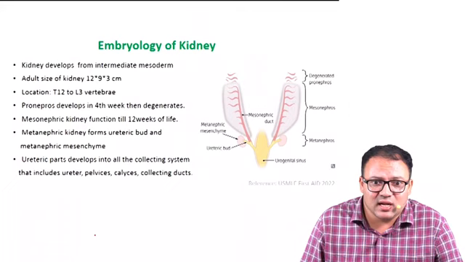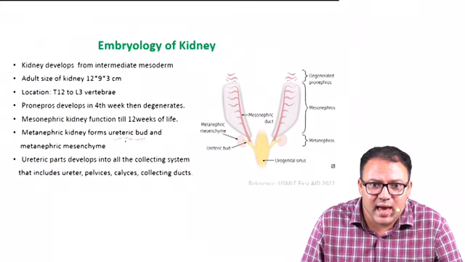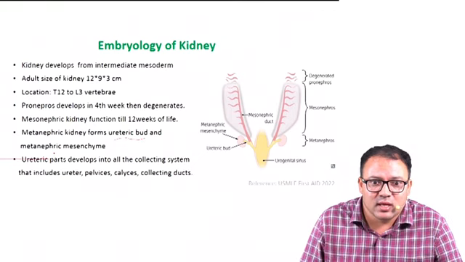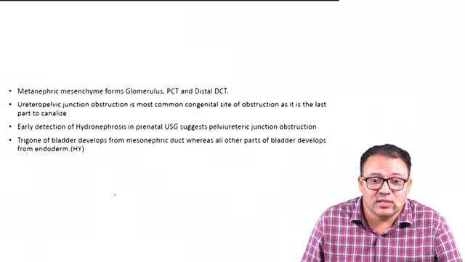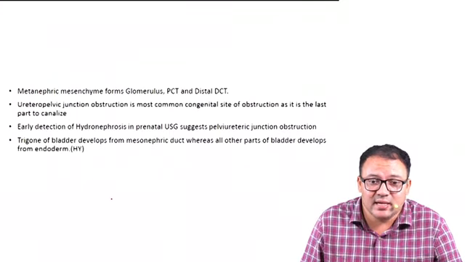So metanephric kidney basically has two parts, that is ureteric bud and metanephric mesenchyme. The ureteric bud develops into all the collecting system. The collecting system includes the ureter, pelvis, calyces and collecting ducts. Whereas the metanephric mesenchyme forms the glomerulus, PCT and distal convoluted tubule. So what you have to know is metanephric mesenchyme forms the glomerulus, the filtrating part. Ureteric bud mainly forms the collecting part.